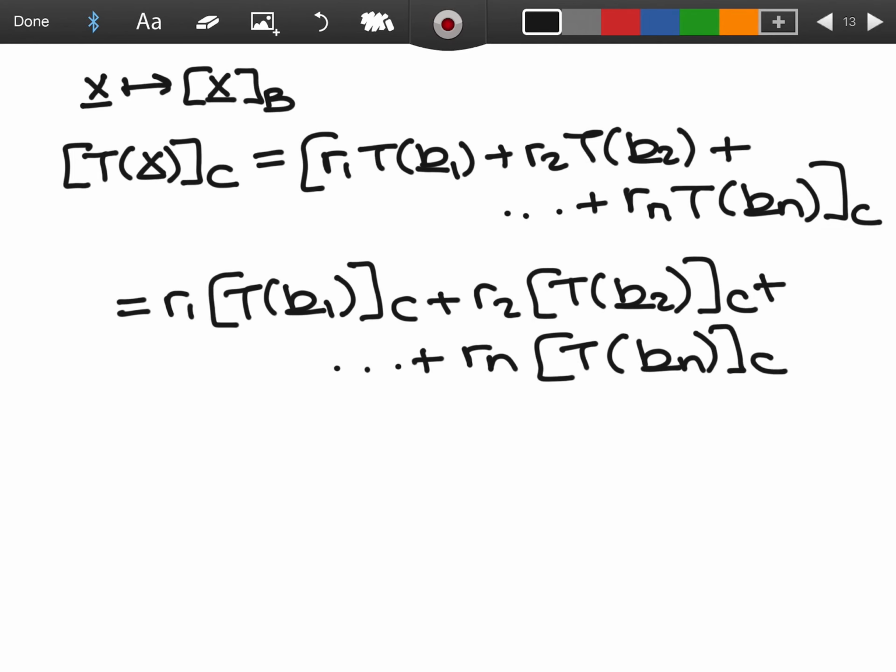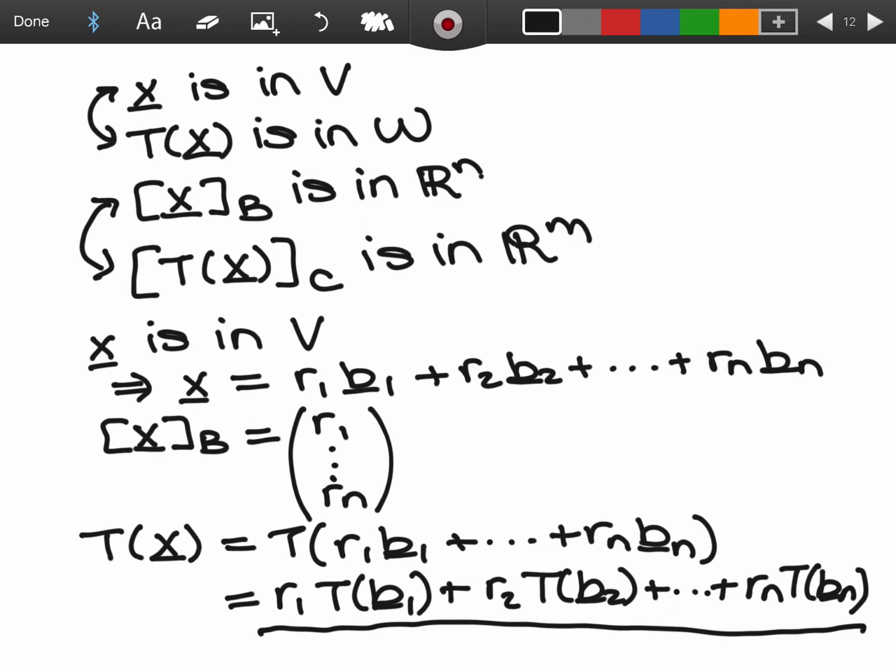Now, if we look at this, what we have done in each one of these vectors is take the basis vector B1 within that basis B for V. I've taken B1 and mapped it into W, and then I want to find its C coordinates in W. So for each one of these vectors, I am mapping it into W and finding its C coordinates.